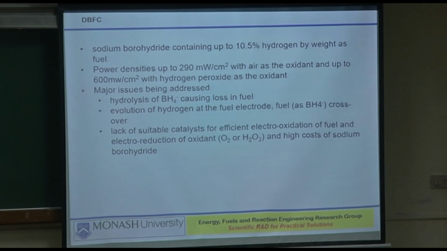But one of the problems with this particular one is the lack of suitable catalysts for efficient electro-oxidation of the fuel and electroreduction of the oxidant, and the high cost of sodium borohydride. But you can also think, by looking at the periodic table, whether there is any other formulation I can make as a strong but cheaper hydrogen storage material.